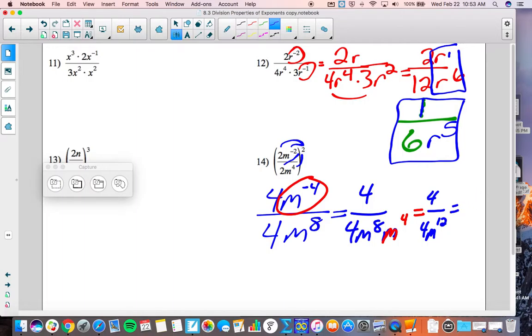All right. So now we can simplify the values or numbers on the top and bottom. 4 divided by 4 is just 1. The m to the 12th on the bottom doesn't get challenged at all on the top. So the m to the 12th stays on the bottom, and there's a 1 on top. Final answer.